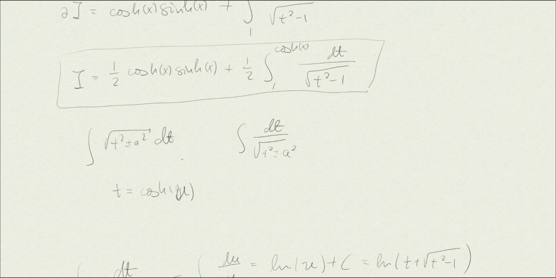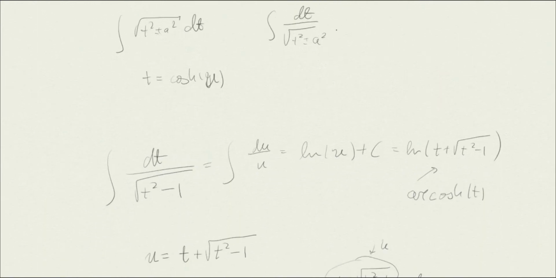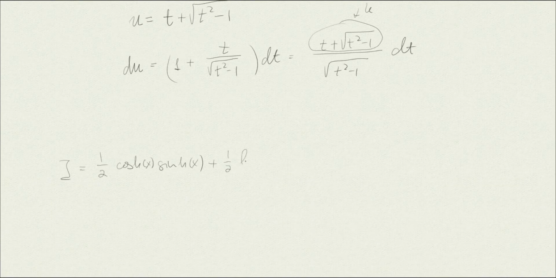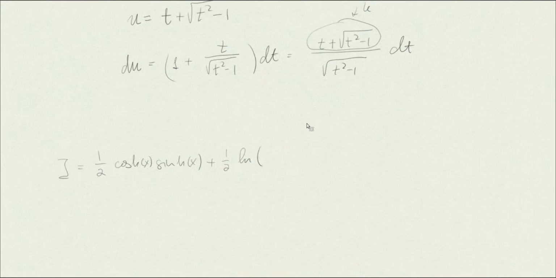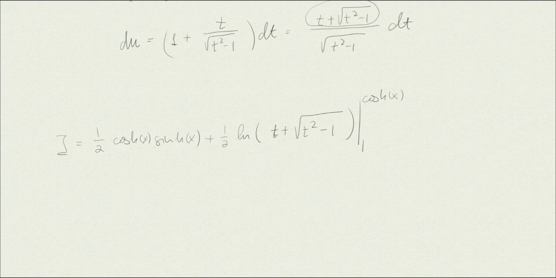So let us write what I is. Now we have that I equals half cosine hyperbolic of x, sine hyperbolic of x, and then for I we need to add half of this integral. If we go back, we need half of this integral, so we need to add half natural logarithm of the substitution we used, t plus the square root of t squared minus 1, from 1 to cosine hyperbolic of x. So finally, when we plug in 1 here, it's going to be 0.